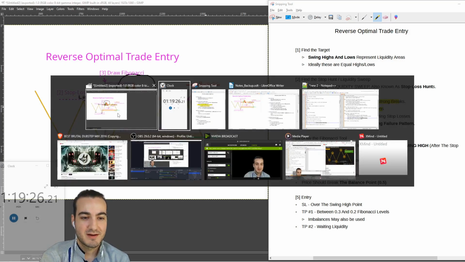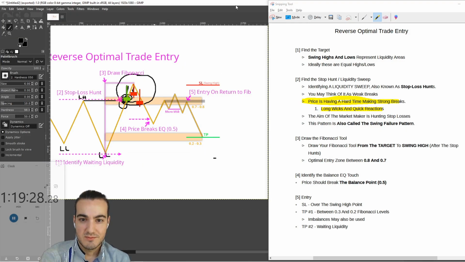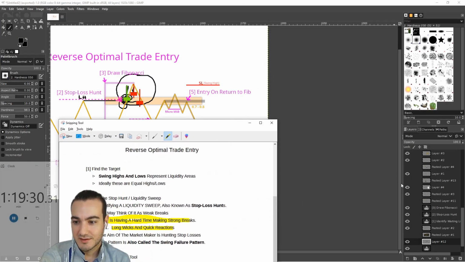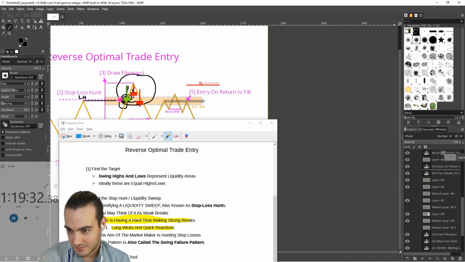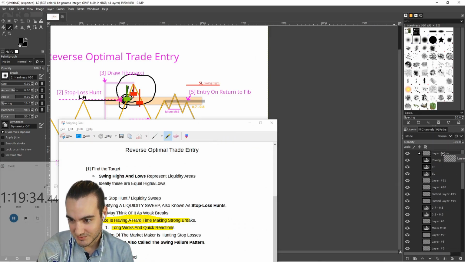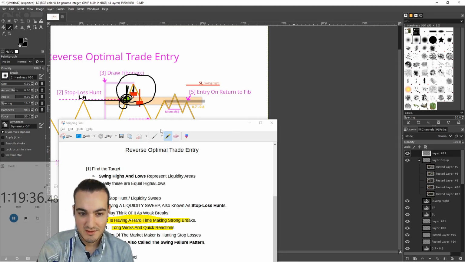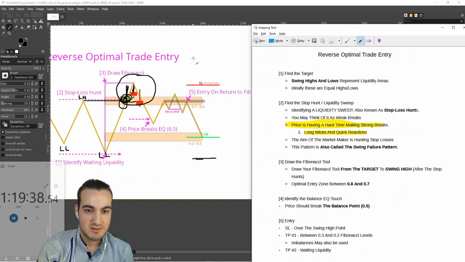Why is my layer not on top? We want the top layer. Come on, all the way to the top, baby. Straight to the top. Nothing should be obstructing our drawings.